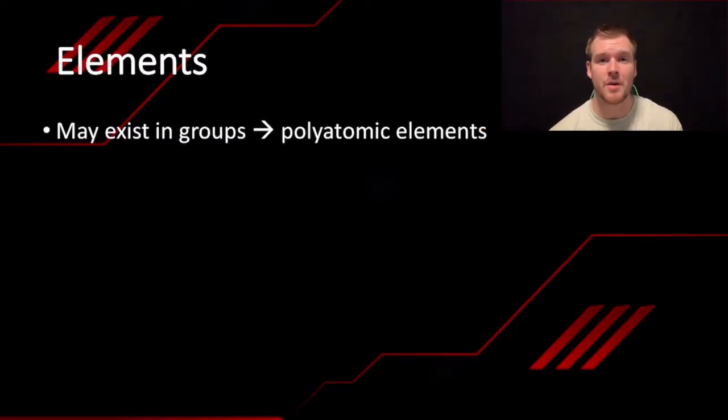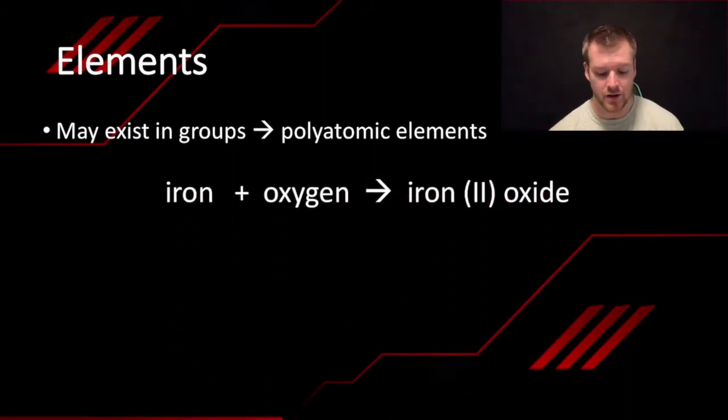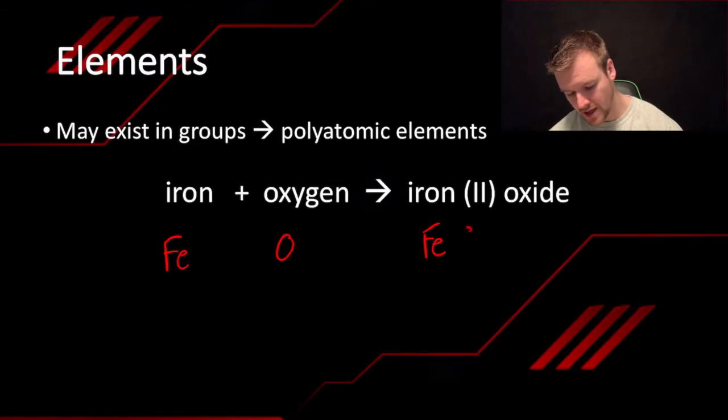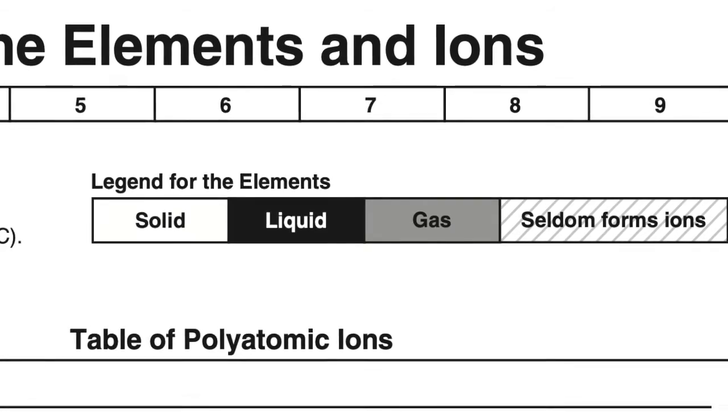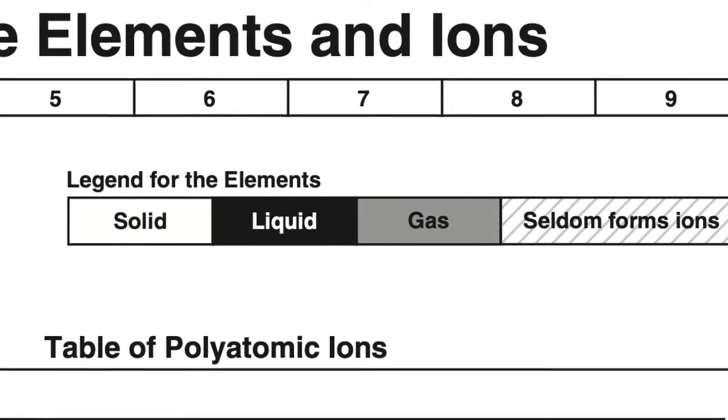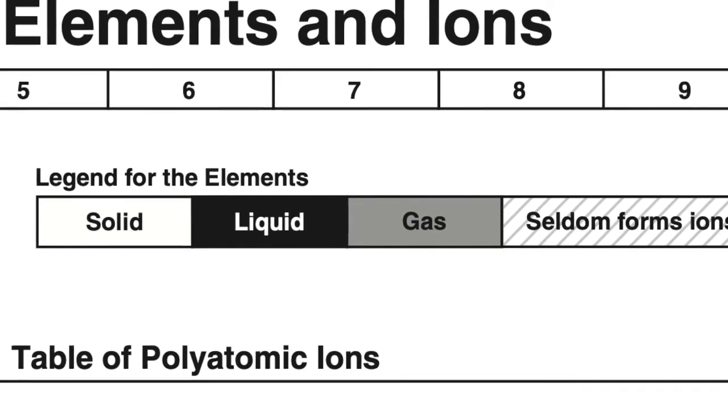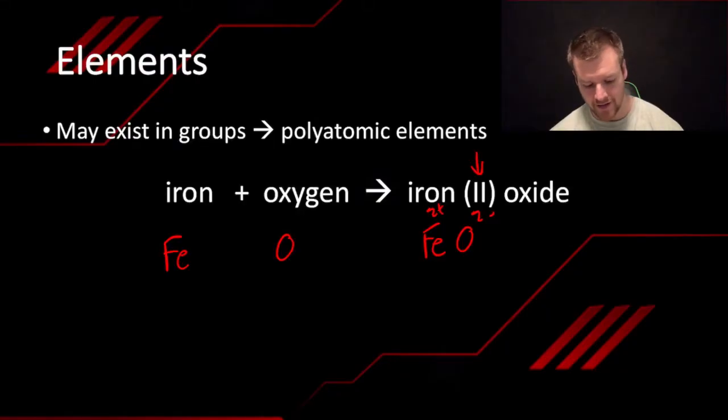So let's do an example of what that would look like reacting elements. If we take iron reacting with oxygen to make iron oxide, we'll write Fe for iron, O for oxygen, and FeO. Fe is a 2 plus because it's indicated there. Oxygen is a 2 minus, so those are going to balance out. Now we also have to put the state. If you look on the periodic table, it's shaded a certain color for each state. I think white is going to be solid, black is going to be liquid, and gray is going to be gas. There, Fe or iron is a solid, oxygen is a gas, and FeO is an ionic compound. We know those are solid at room temperature.